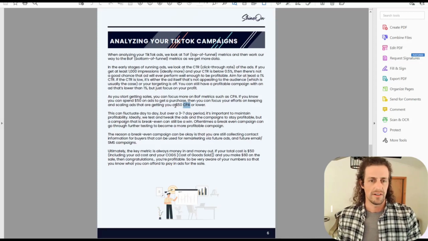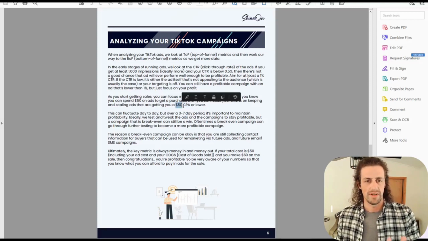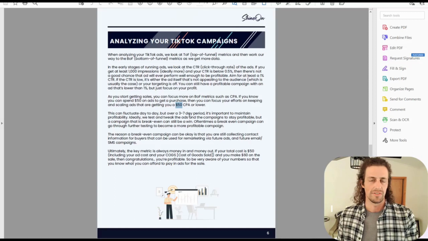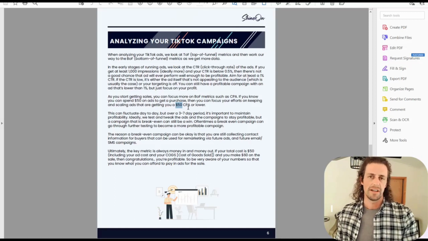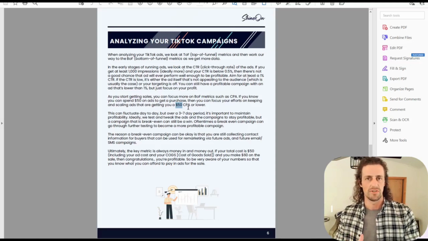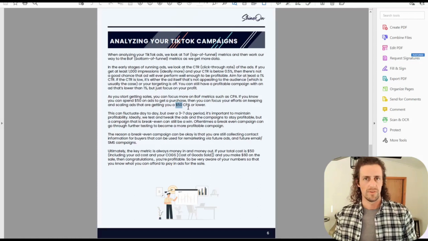So if you know $50, if I can spend $50 all day long on TikTok ads to get a sale, and I'm going to at least be break-even, or I'm going to be profitable, then you can keep an eye on that each day and just make sure that you're maintaining it within that tight range, so that you know that you're maintaining profit. Again, on the day-to-day, when you are running the ad, it can fluctuate.